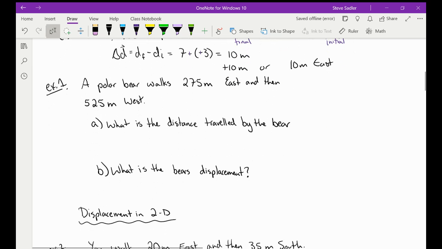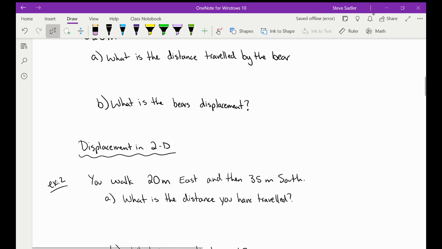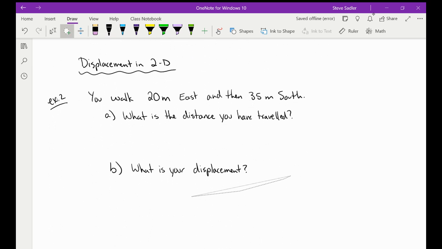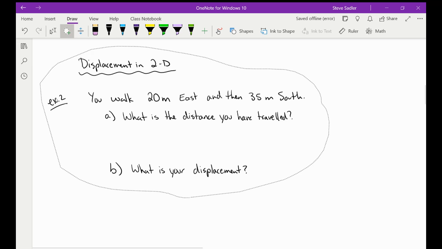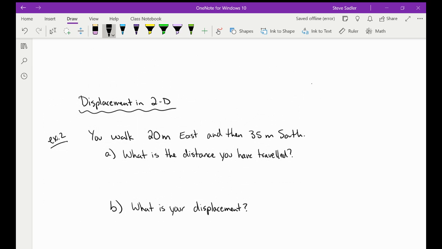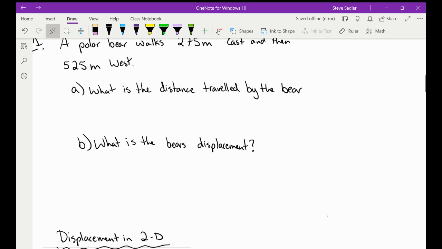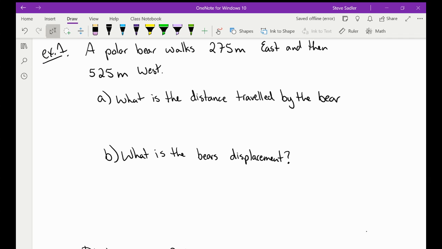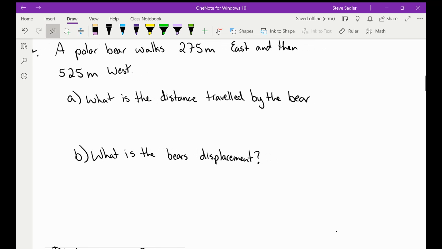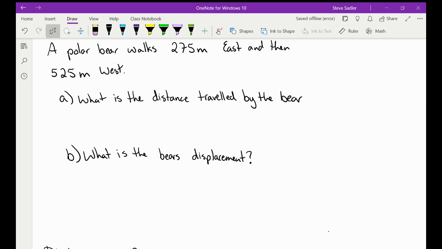Okay, next example. I gotta roll all this down because I ended up using a lot more space than I thought. That's okay. Okay, here we go. I'll zoom in a bit here. A polar bear walks 275 meters east and then 525 meters west. What is the distance traveled by the bear?